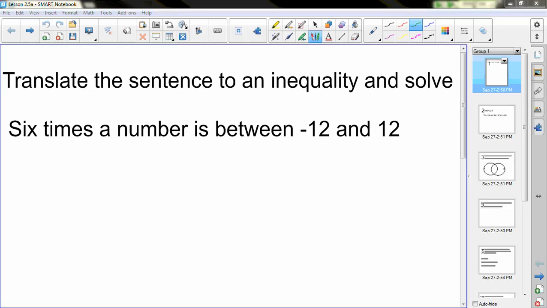So if you say 6 times a number, how would you translate 6 times a number? 6x. Okay, 6x, good job. Or you could use n, 6n, 6x, any letter will be fine.